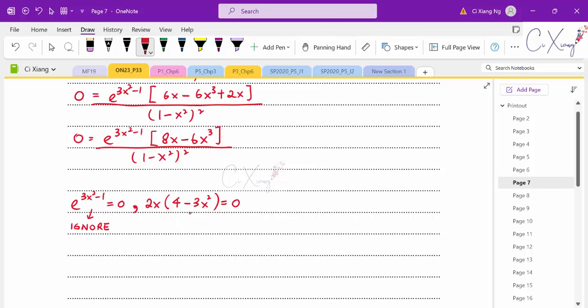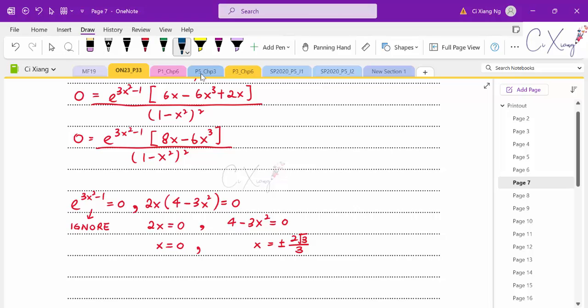Then from this equation, you have 2x equals 0, and also 4 minus 3x squared equals 0. So from here, you get x equals 0. Then for the other equation, you have x equals plus minus 2 square root 3 over 3.